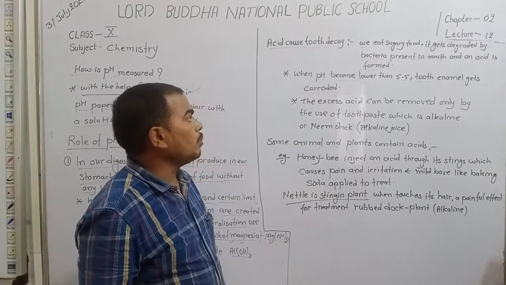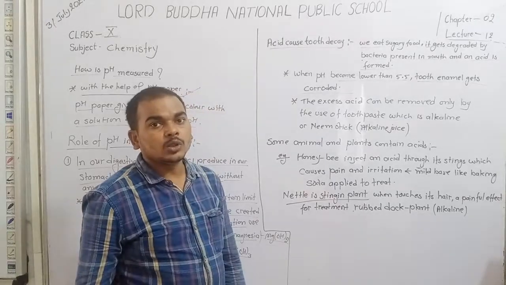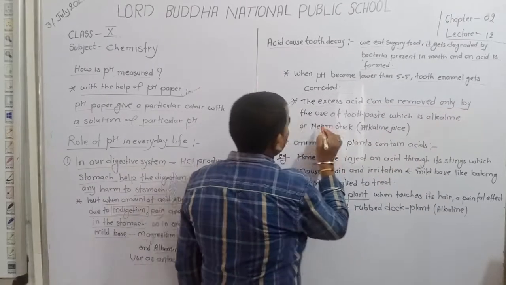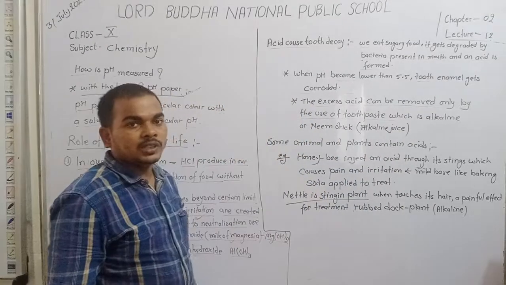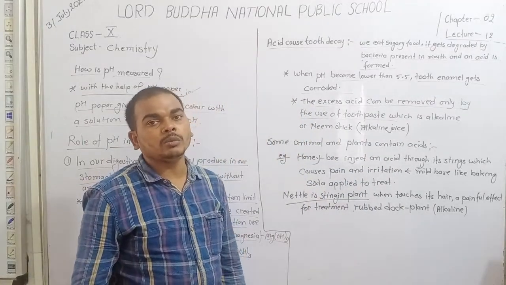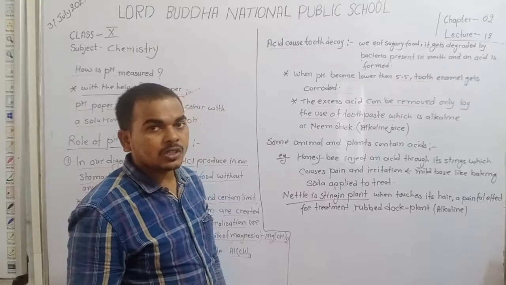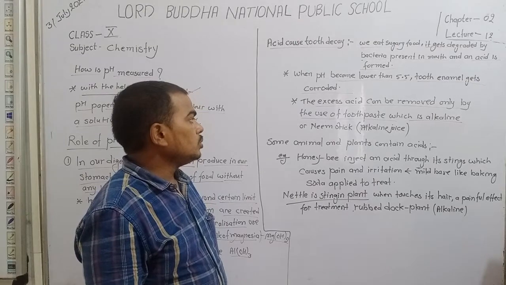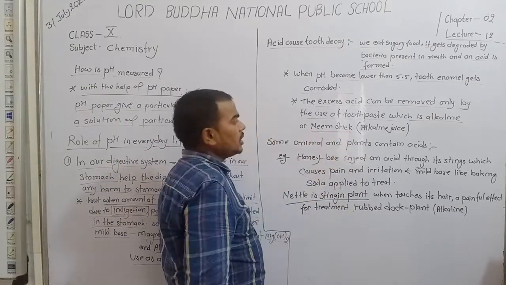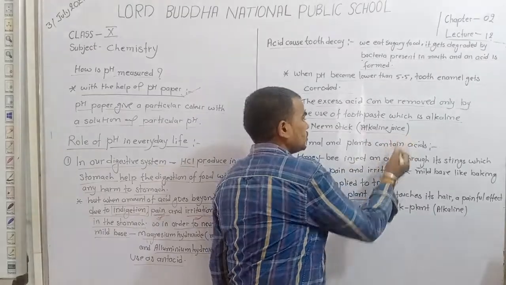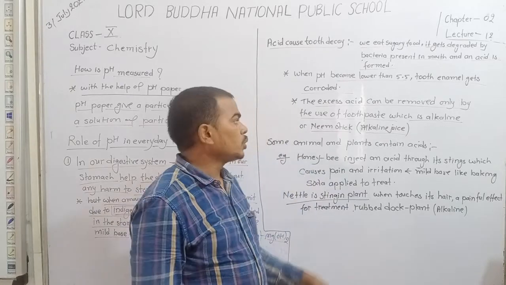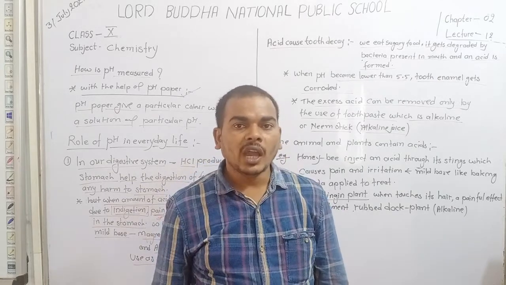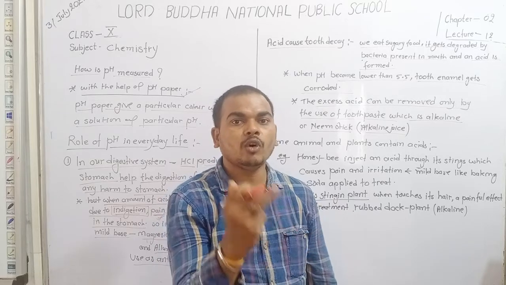To prevent decay of your tooth enamel, the excess acid can be removed by the use of toothpaste. This decreases the amount of acid in your mouth. Why toothpaste? Because toothpaste is alkaline. Or you can also use a neem stick, because the neem stick contains alkaline juice. So you have the option to use toothpaste or a neem stick to decrease the acidity of your mouth and increase the pH which decreased due to formation of acid.